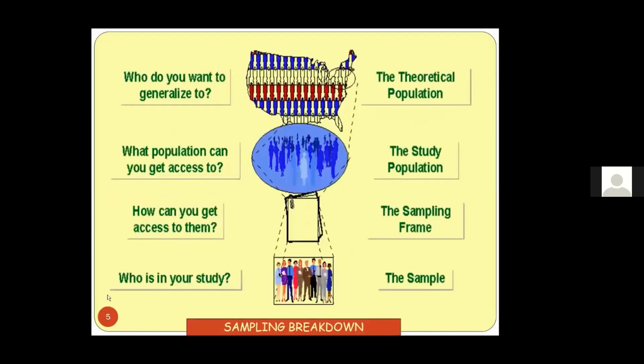If we break down a sample, we have to think about who do we want to generalize to, and what population can I potentially gain access to? How might I do that? And who's going to be actually in the study that I'm going to be investigating? So we go from a theoretical population to the actual study population. And then the sampling frame that we consider all goes into actually selecting your sample.